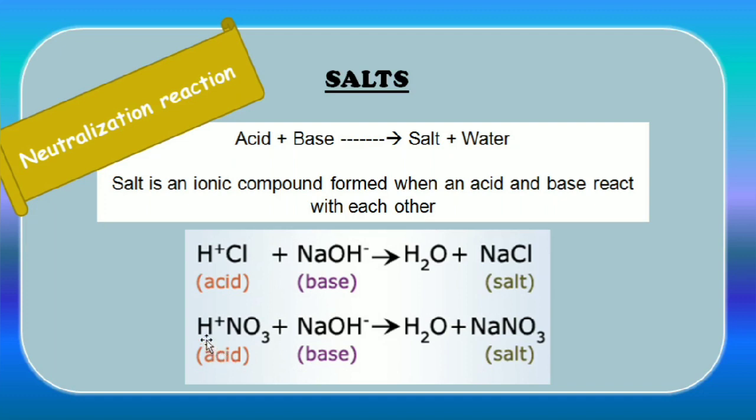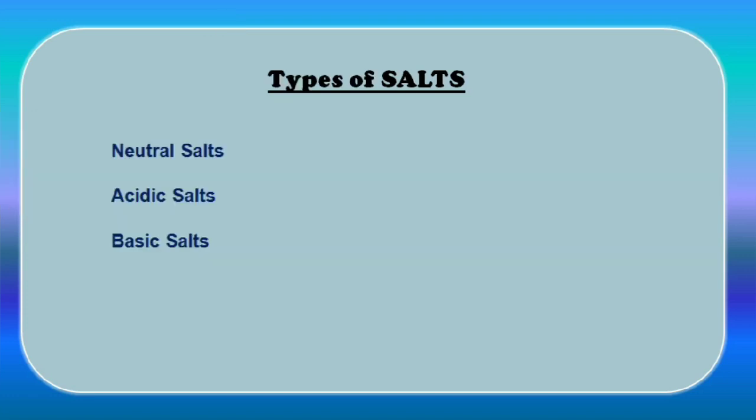Another example for this is HNO3, nitric acid. When it reacts with the base sodium hydroxide, it gives water and also a salt called sodium nitrate. So is this clear? Now there are different types of salts. As I told you, all salts cannot be neutral in nature. Even though the name says neutralization, all salts cannot be neutral. There are different types of salts: neutral salts, acidic salts, basic salts.